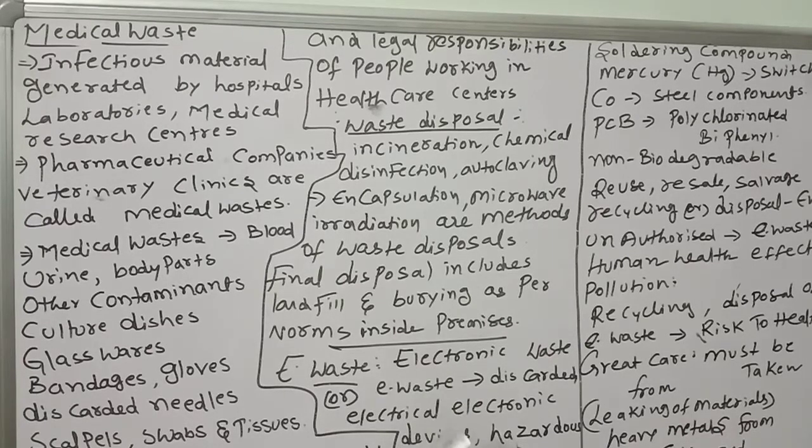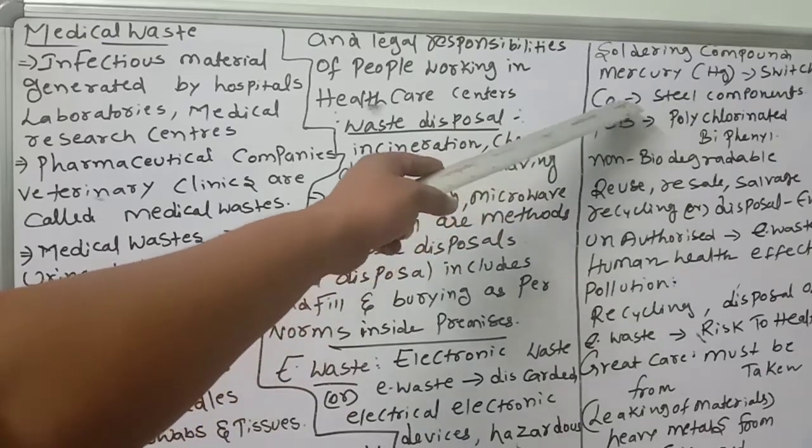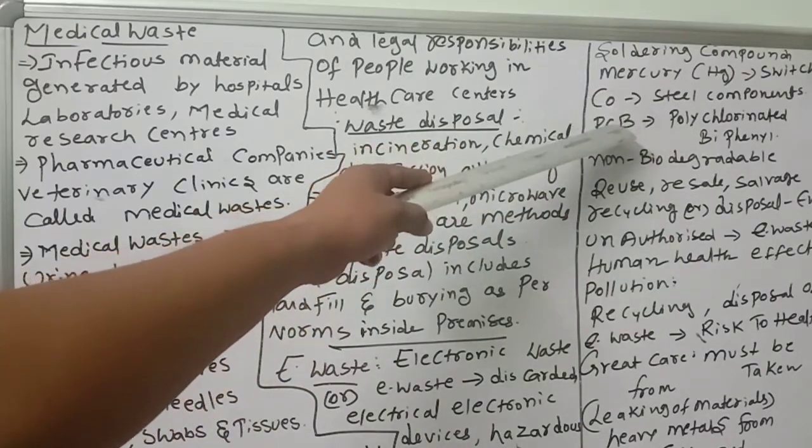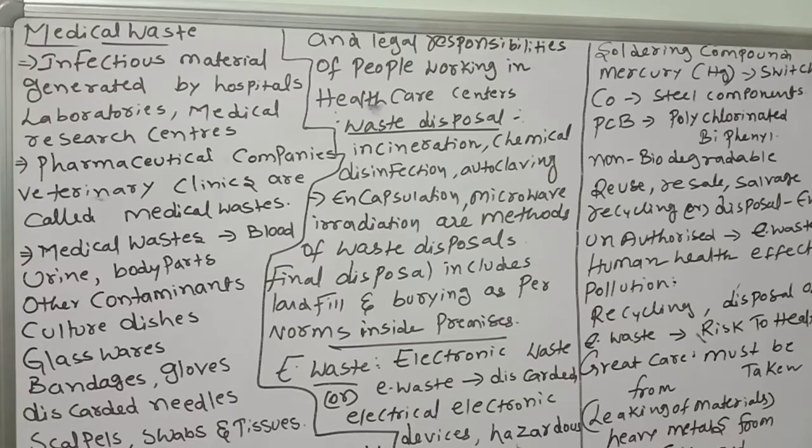Electronic waste or e-waste means discarded electronic devices with hazardous substances, very dangerous substances. Take only one personal computer, for example: it consists of lead, which is non-biodegradable. Lead is there in the cathode ray tube, CRT, and soldering compounds, along with mercury, switches, cobalt, and steel components. And this electronic waste also contains PCB, polychlorinated biphenyl, non-biodegradable substances.